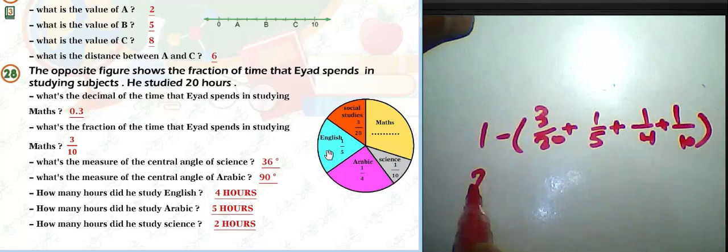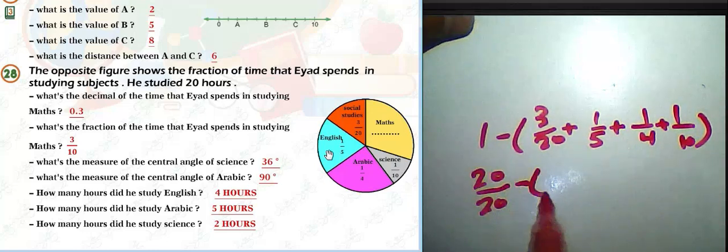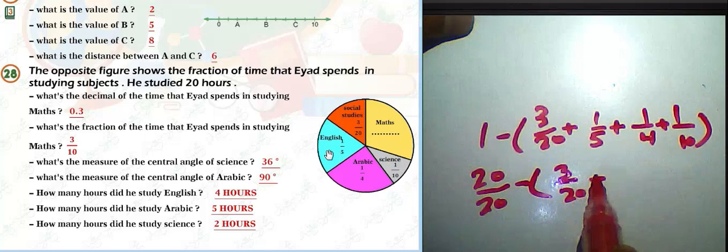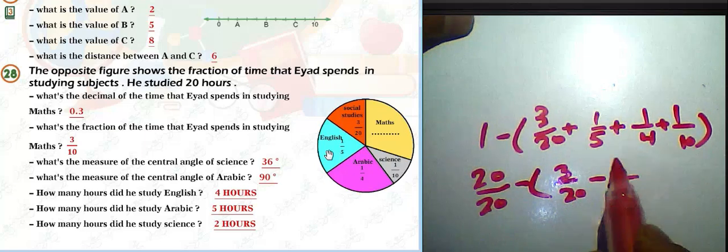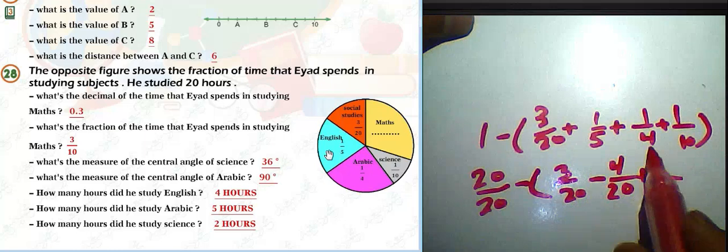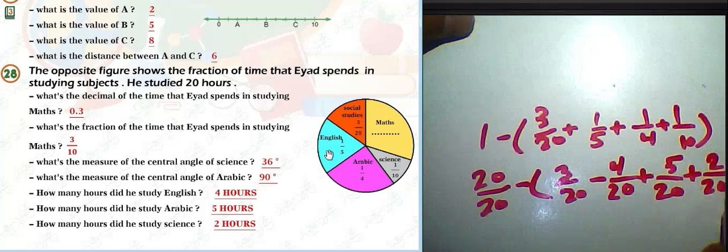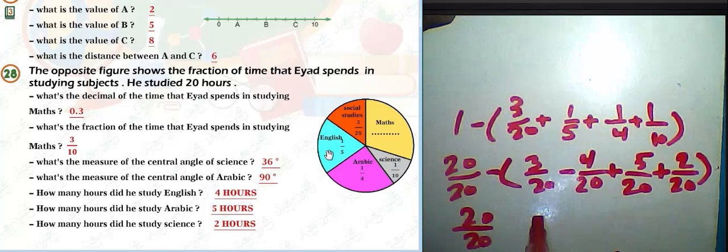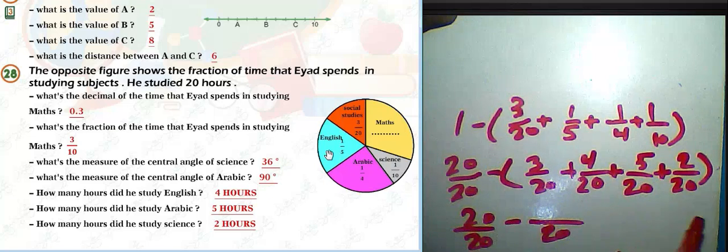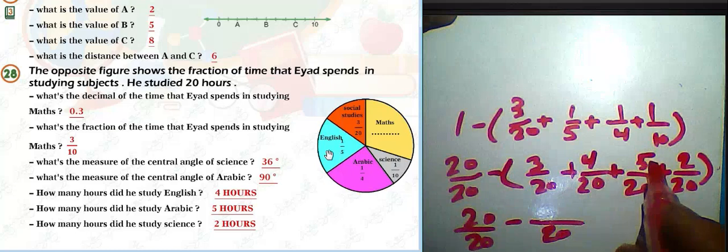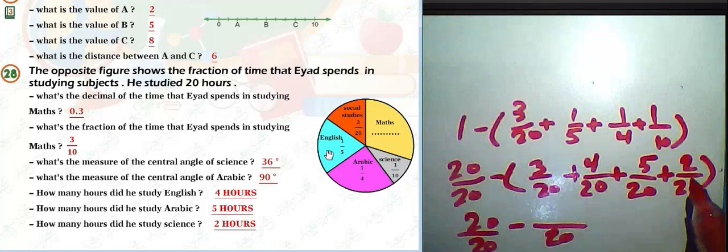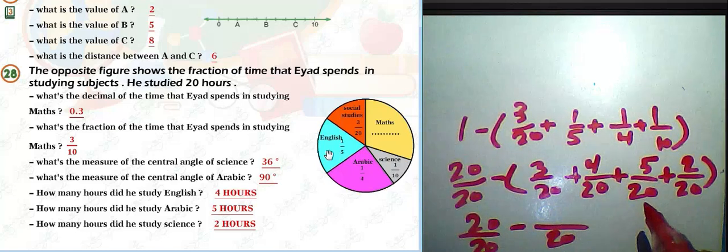We can write 20 over 20 equals 1, and 3 over 20, and here 4 times 5 equals 20, 1 times 4 equals 4, 4 times 5 equals 20, 5 times 1 equals 5, 10 times 2 equals 20, 1 times 2 equals 2. Write 20 over 20 here again. And we can add all fractions here. We have a like denominator: 3 plus 4 is 7, plus 5 is 12, 12 plus 2 equals 14.